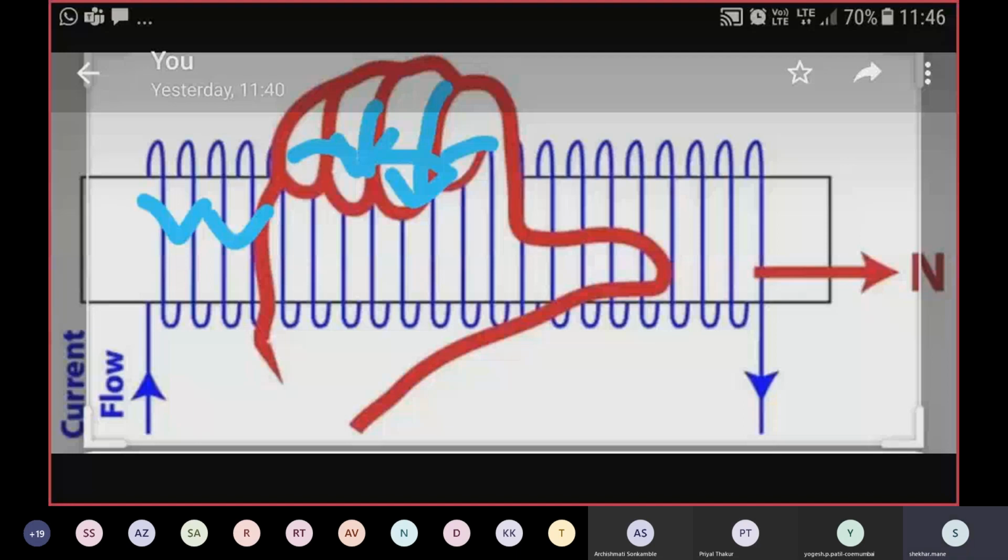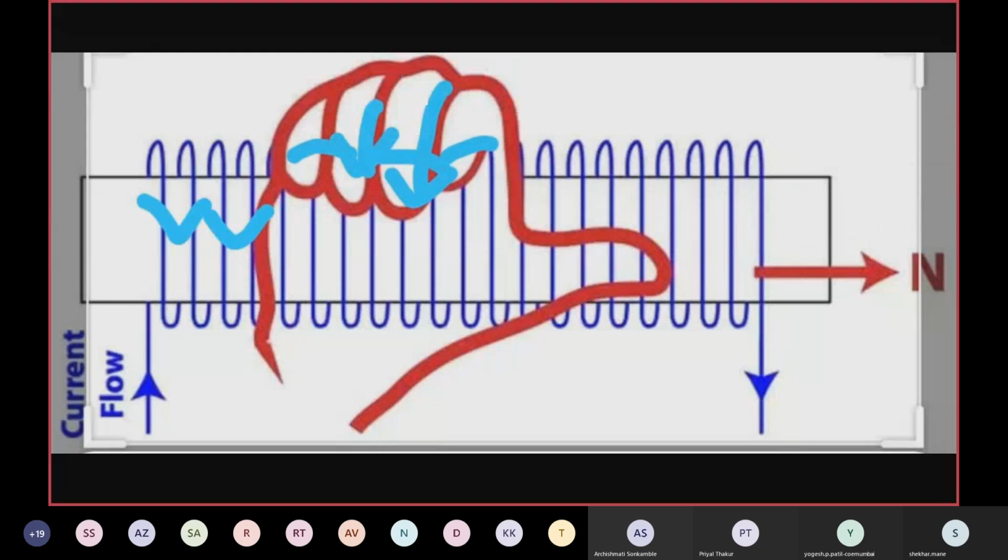Okay, suppose the direction of current is downwards here, so the flux direction is the right side. If the current direction is upward, then the thumb direction will be on the left hand side. So there is a change in the mutually induced EMF, and it is shown by using the opposite polarity. The right hand thumb rule is used for that purpose.